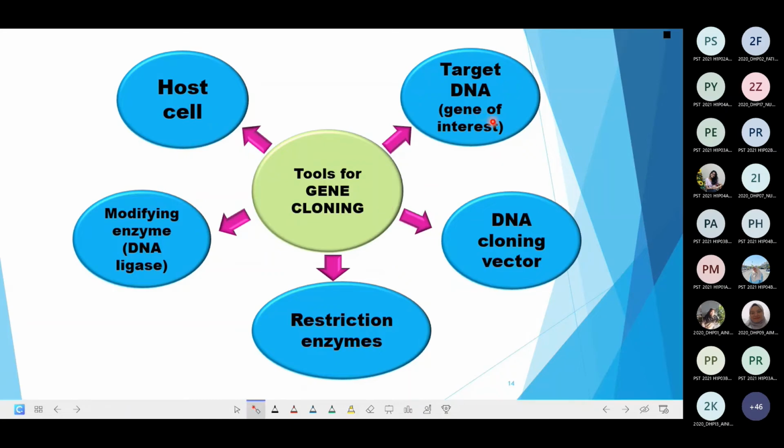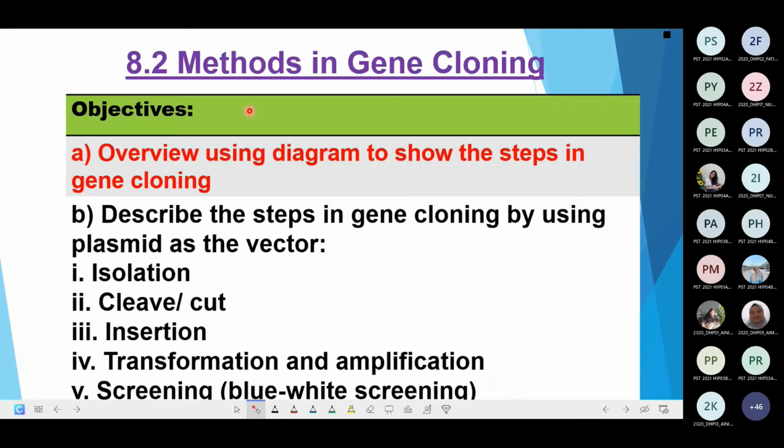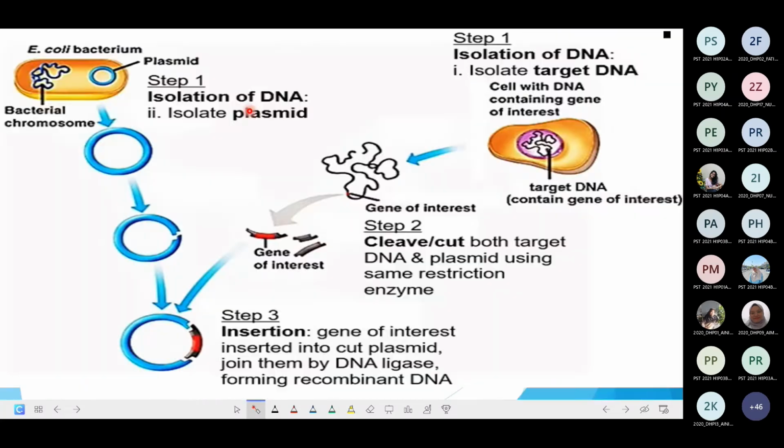And so those will be the tools that are important for the procedure of gene cloning. And remember, there are 5 tools: the target DNA, the cloning vector, the restriction enzyme, the modifying enzyme, and the host cell. After we have learned about the tools, of course, we need to continue with the gene cloning procedure. I just want to show you this diagram. You can read on your own about the steps in this gene cloning procedure, and I've also tried to show the important steps through my video.